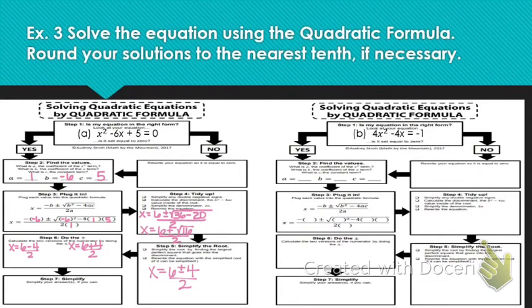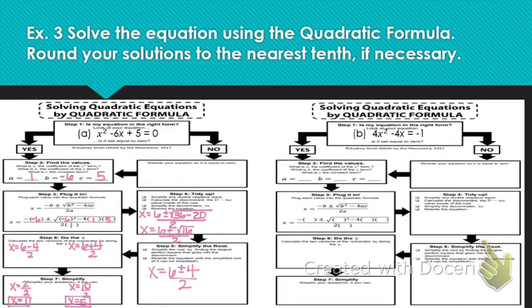All right. What is 6 minus 4 divided by 2? It's 2 over 2, which equals 1. And what is 6 plus 4? 10 divided by 2 gives us the final answer of 5. So your graph would cross the x-axis at 1 and at 5. Let's look at letter B.